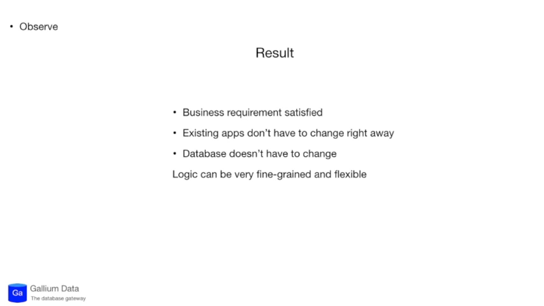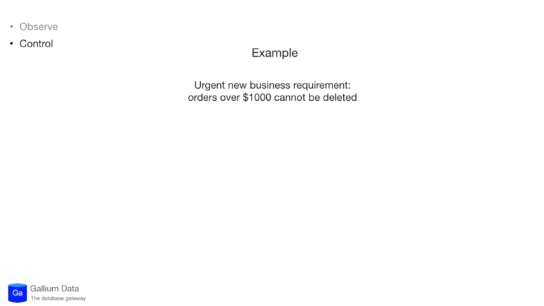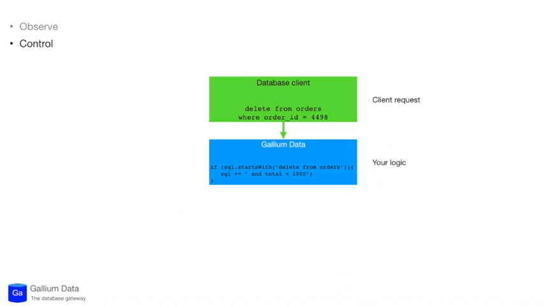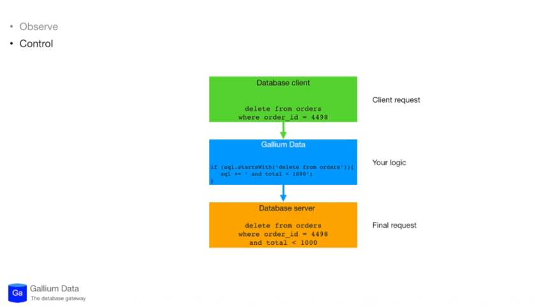Let's take another example. We have another urgent business requirement. Orders over $1,000 cannot be deleted. Again, our existing apps cannot be changed in time. What can we do? In this scenario, Gallium Data receives the requests from the database clients, whatever they are, and by applying the logic that you've defined in Gallium Data, it detects that this is a deletion from orders. It therefore changes the request to make sure that the business requirement is enforced.